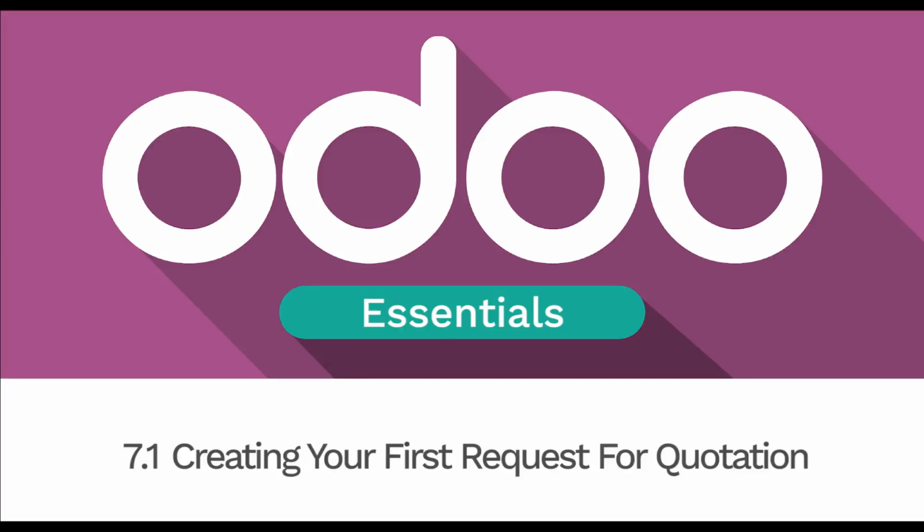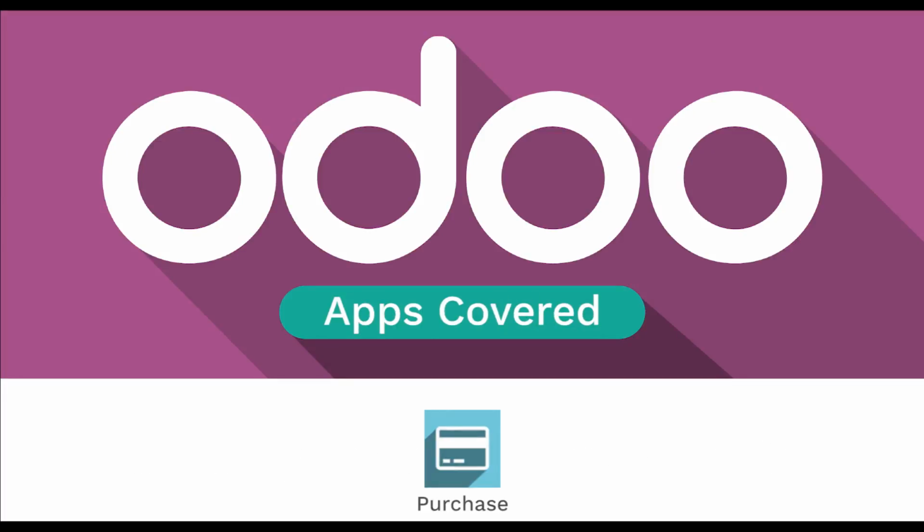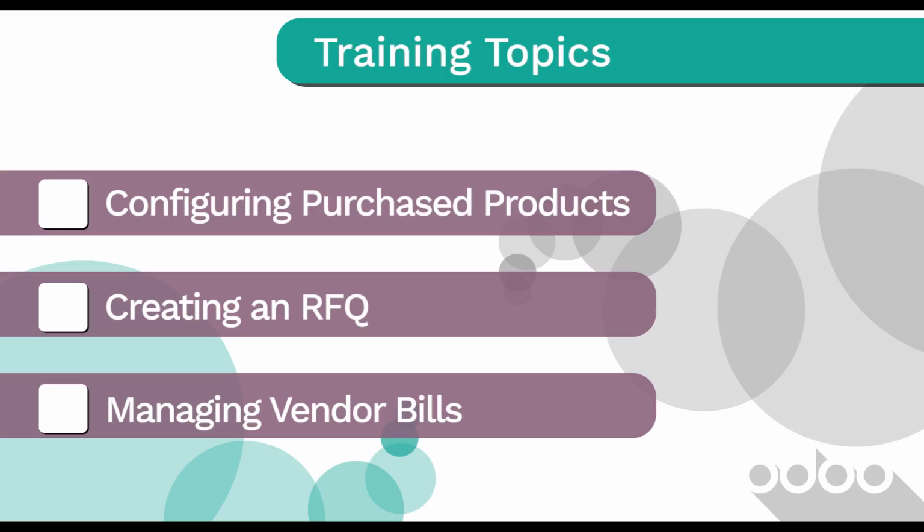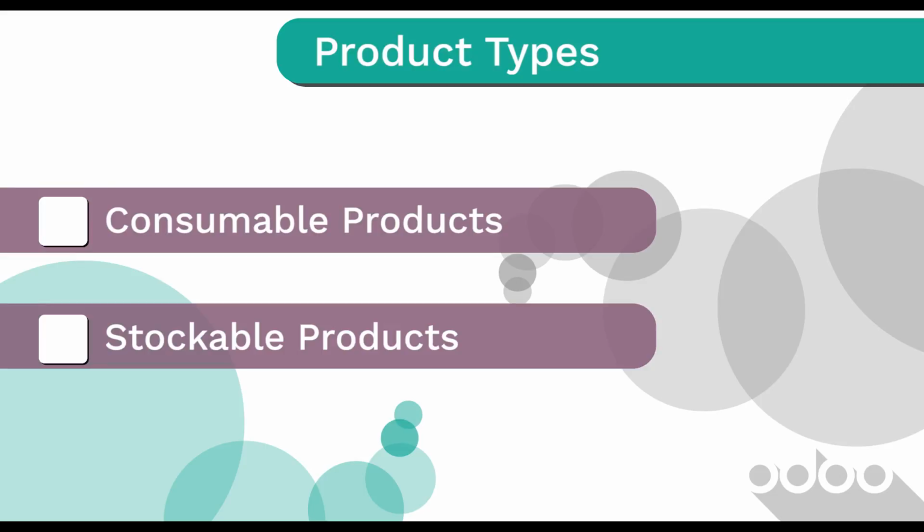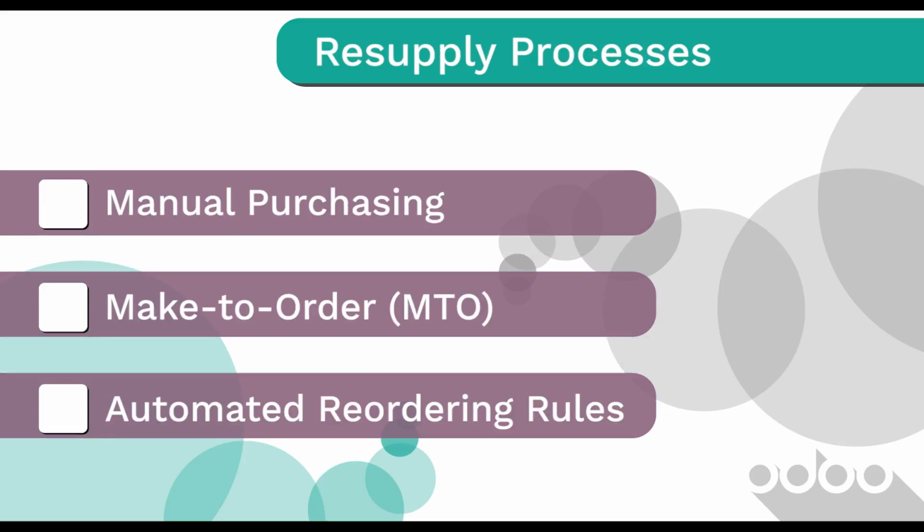Welcome to Odoo Essentials. In this lesson, we will cover purchasing and requests for quotation. We will go over configuring a product, creating a request for quotation, and managing vendor bills. We will discuss product types such as consumable and stockable products. We will also cover resupply processes including manual purchasing, make-to-order, and automating procurement with order points.